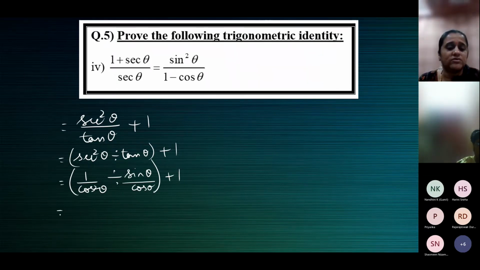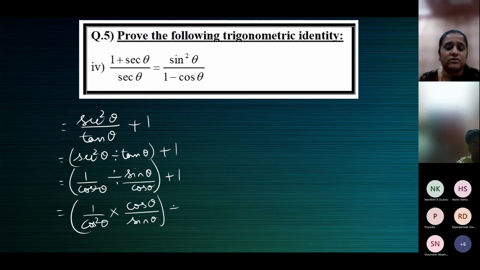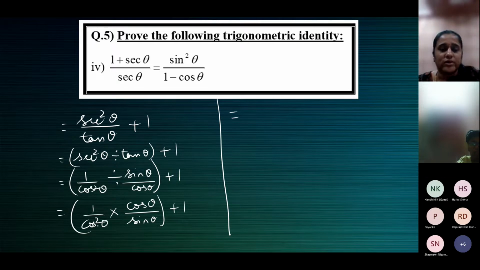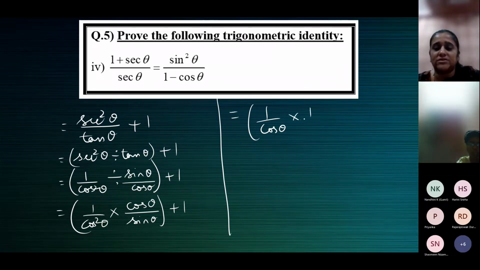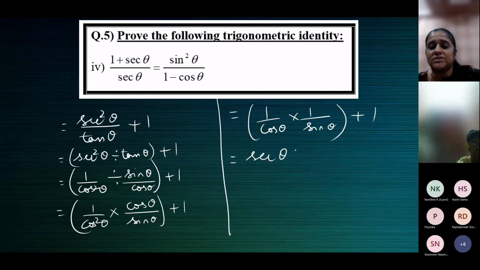Okay, plus 1. Now this is equal to 1 by cos square theta into cos theta by sine theta plus 1. So what happens? Cos theta and cos square theta, you can simplify. On cancelling, you will get 1 by cos theta into 1 by sine theta plus 1. What is 1 by cos theta? Secant theta. And what is 1 by sine theta? Cosecant theta. Plus 1, which is the RHS.